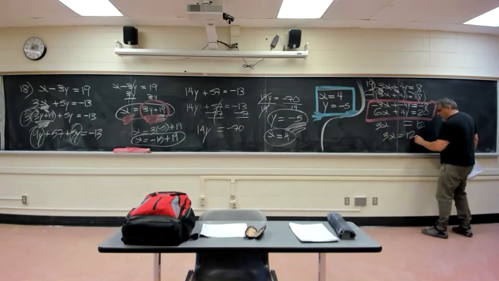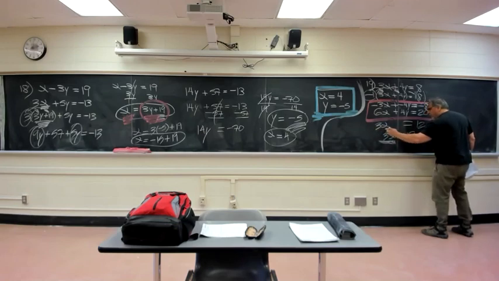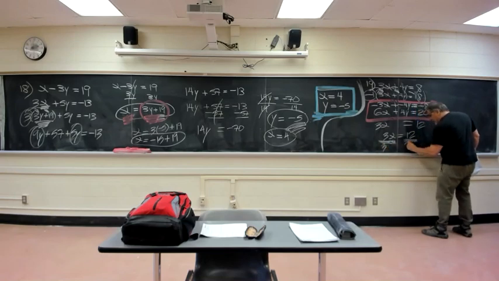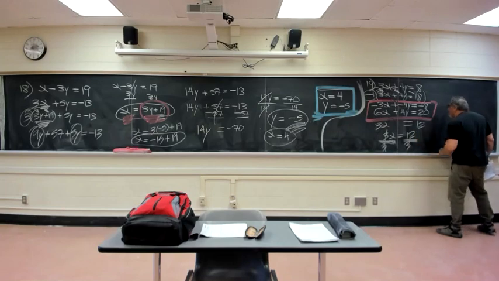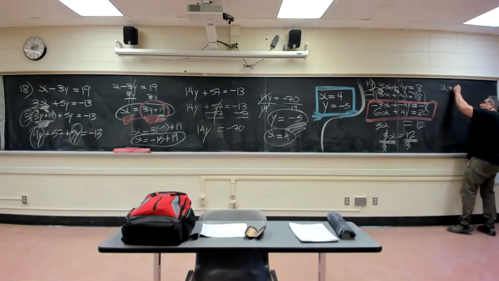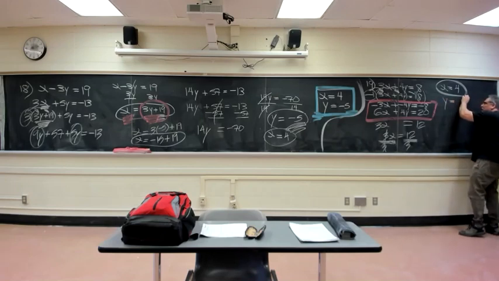3x equals 12. 3 times 4 is 12. I'm going to pretend I don't know that. We do know, indeed, that 3 times 4 is 12. 4 is the answer. Divide by 3, positive 3. x equals 12 divided by 3. 12 divided by 3 is 4. Absolutely it is. Now we find y, and we're in good shape.